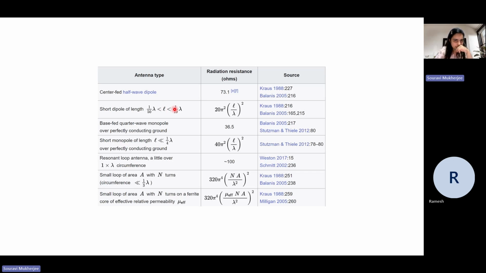So if the length of your antenna is within these ranges of the wavelength of your signal, then you can directly use these relations to find the radiation resistances. Okay.